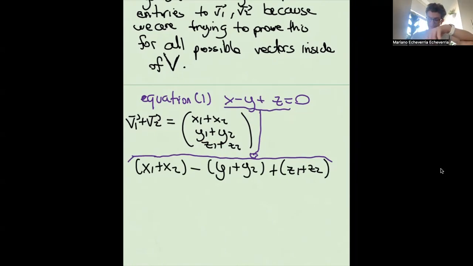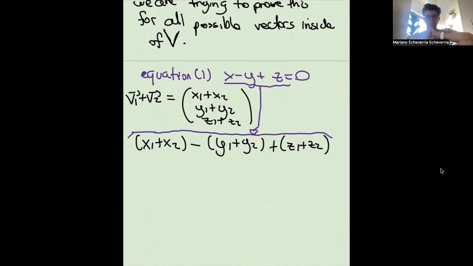It's just that x takes a specific shape here because it's the sum. And so what we want to check is that this combination equals 0. Okay, so the question is, how do you do it? Well, at some point you will have to use the fact that V1 and V2 individually satisfy the equation. So you'll see how this shows up in a second.